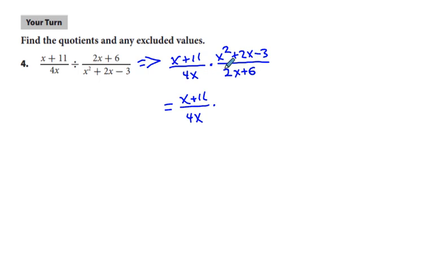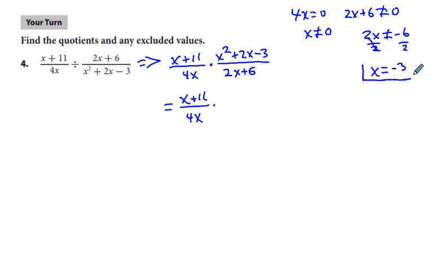Now it says excluded values. Now we can't divide by zero, so let's find the excluded values. We have 4x is equal to 0, so x cannot equal 0. And then we have 2x plus 6 cannot equal 0. So we have 2x cannot equal negative 6. And now dividing by 2, we have x cannot equal negative 3. So these would be our excluded values in this your turn number 2. Okay?